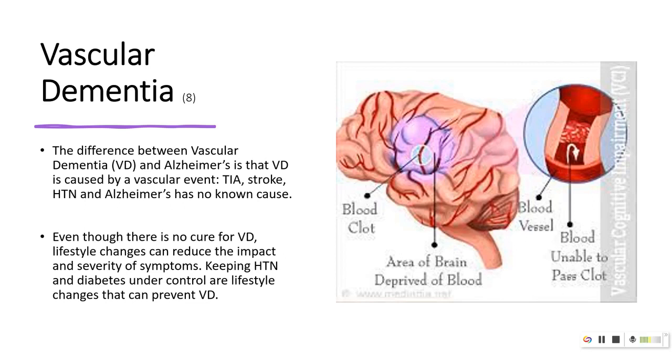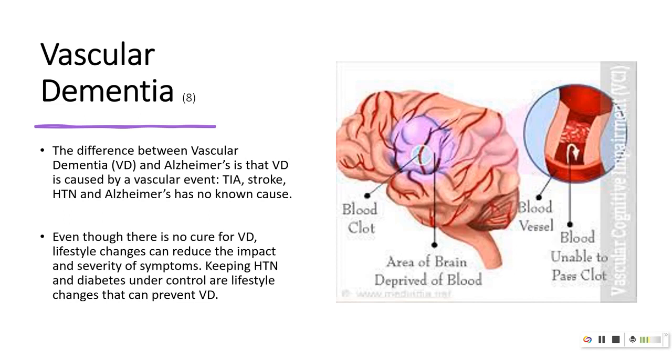So if you can maintain or manage hypertension, manage and maintain a good blood sugar, all of those lifestyle changes, you can actually prevent the occurrence of vascular dementia. Once vascular dementia occurs, there is no cure for it. But if you start making some of those lifestyle changes, that can really reduce the impact and severity of the symptoms. So it can slow the progression down.